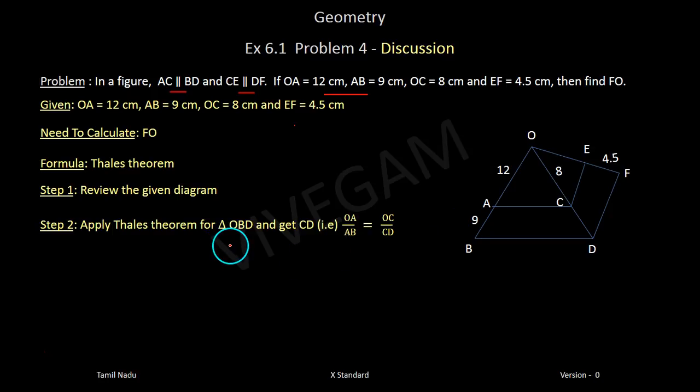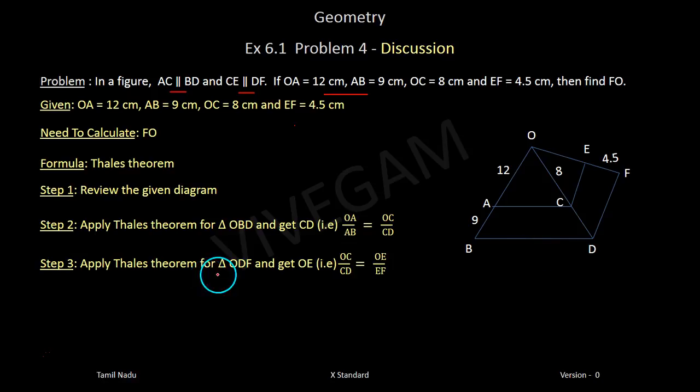Next, apply the Thales theorem for triangle OBD. What does it say? OA by AB equal to OC by CD, from which you can calculate CD. Step 3, apply Thales theorem for ODF. OC by CD will be equal to OE by EF. We just calculated CD, so in this triangle we know 3 dimensions, which means we will be able to calculate OE from this equation. Once you know OE, you can calculate FO, which is OE plus EF. Got it? So this is how this problem can be solved.